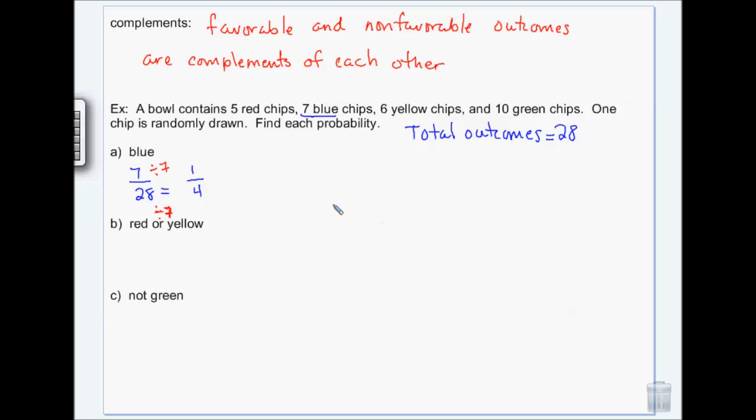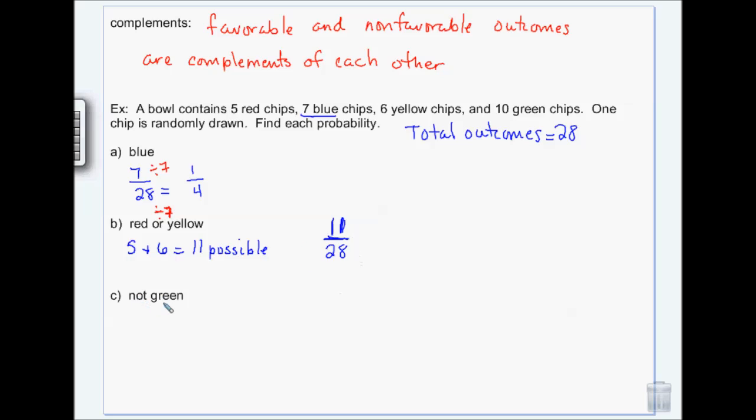Basically, probability ends up getting converted to percentages a lot. So this would be a 25%. You have a 25% chance of pulling a blue chip out. Okay, red or yellow. Well, we have 5 red, 6 yellow, so that's 11 possible. Right? So that's 11 out of 28. Now I can't reduce that. So that's just my answer.